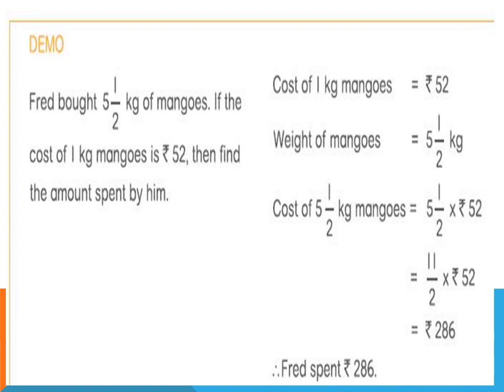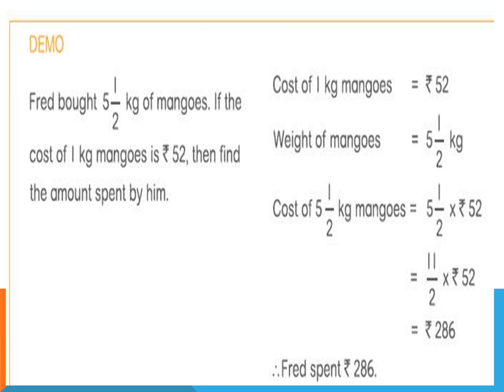Now here is another demo. Fred bought 5 1/2 kg of mangoes. If the cost of 1 kg of mangoes is rupees 52, then find the amount spent by him. So this is a word question, so the answer will also contain statements.